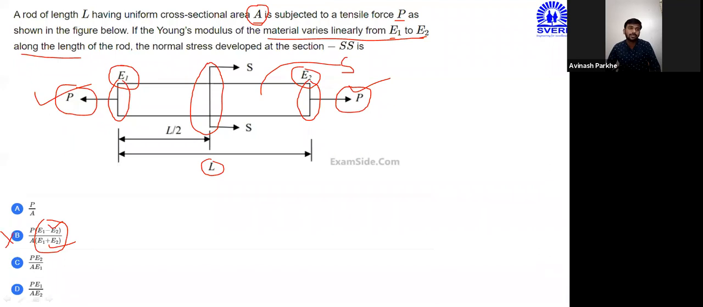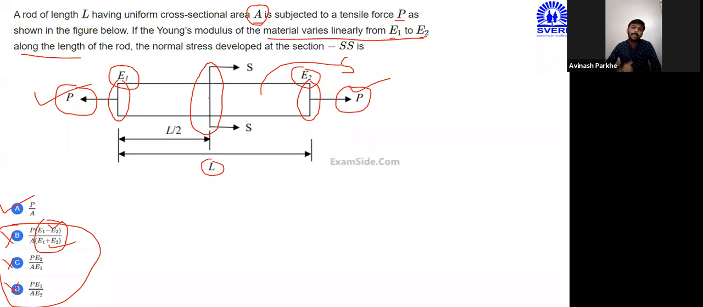Then again, the force P upon A is mentioned in the form of E2 upon E1, so it is also not considered. The fourth option is represented in the form of E1 upon E2, so it is also not considered. That means these three options are not to be considered. Only the first option will be correct, that is stress is equal to force upon area. But here we have to calculate that particular stress value at the section yes. How this P upon A is applicable at this particular section, that we now have to identify.